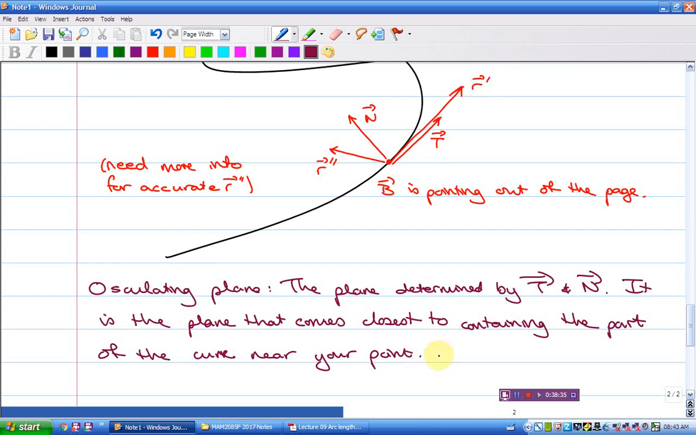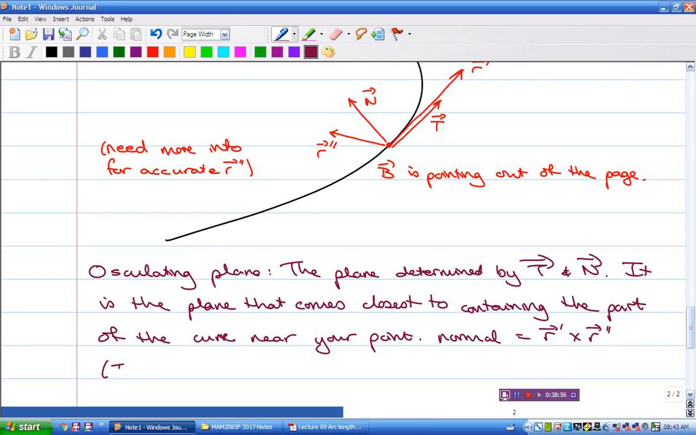Okay, its normal is r dash crossed with r double dash, or T crossed with N. But because we're not really interested in the magnitude of the normal to our page, just doing r dash cross r double dash is good enough for our purposes. In our picture, the osculating plane is the page.